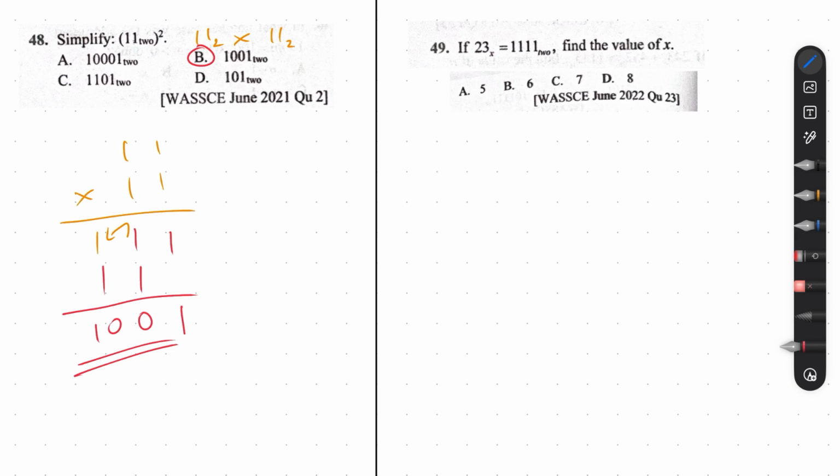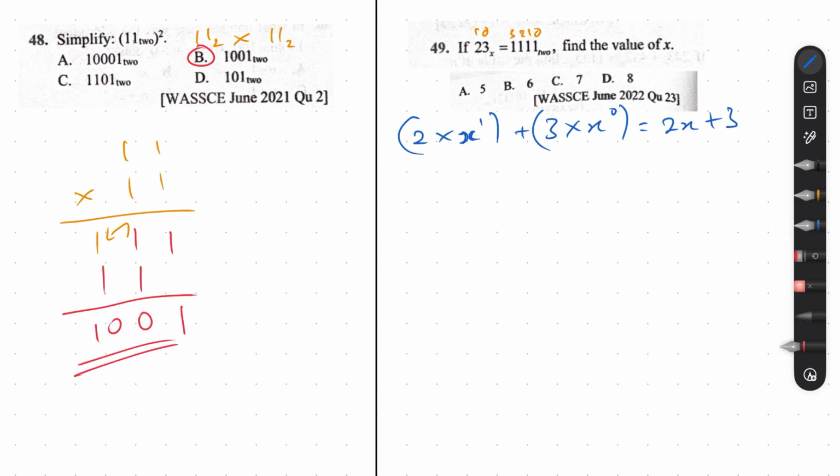Cool. Let's move on to question number 49. It says, if 23 base x equal to 111 base 2, find the value of x. Okay, so we just need to convert everything into what? Base 10. Okay, how do you do that? Just number our digits. 0, 1, 0, 1, 2, 3. Then we convert to base 10. Okay, so here we have 2 times x power 1 plus 3 times x power 0 give us what? 2x plus 3.